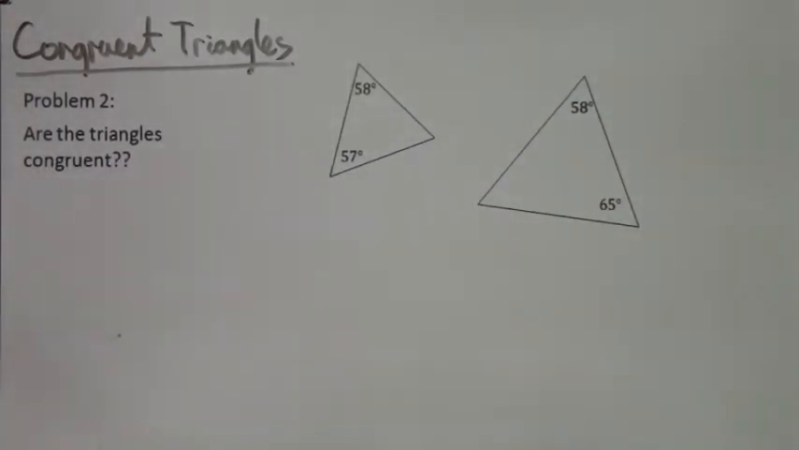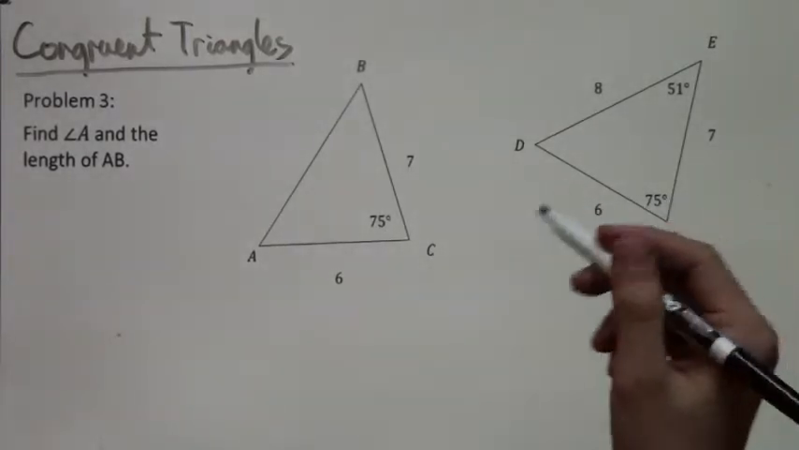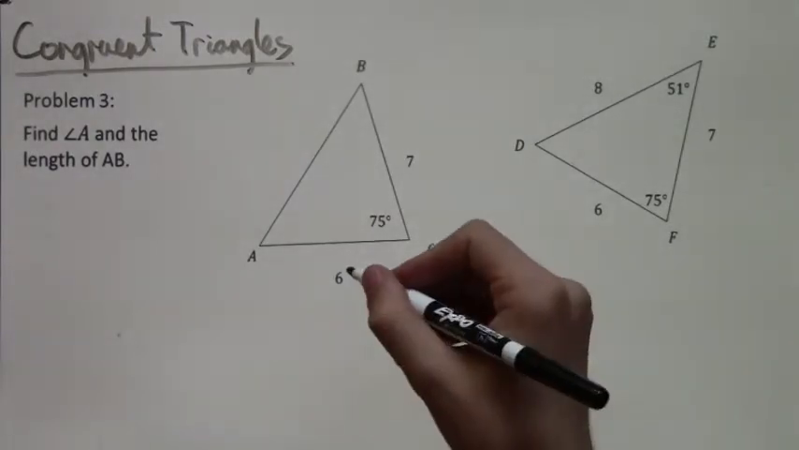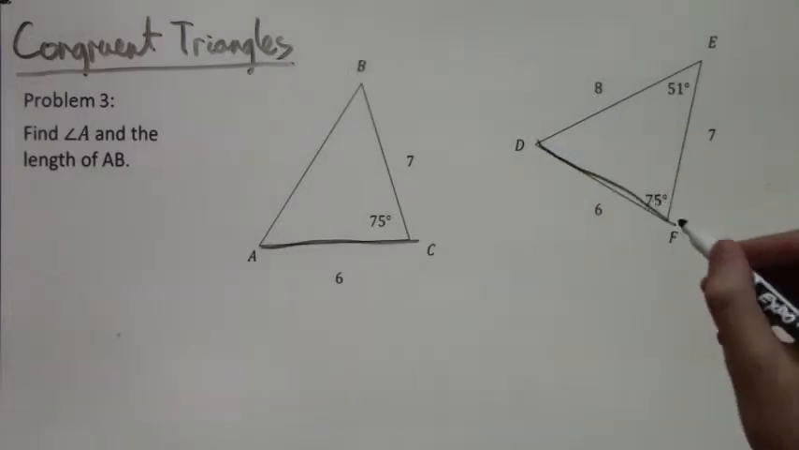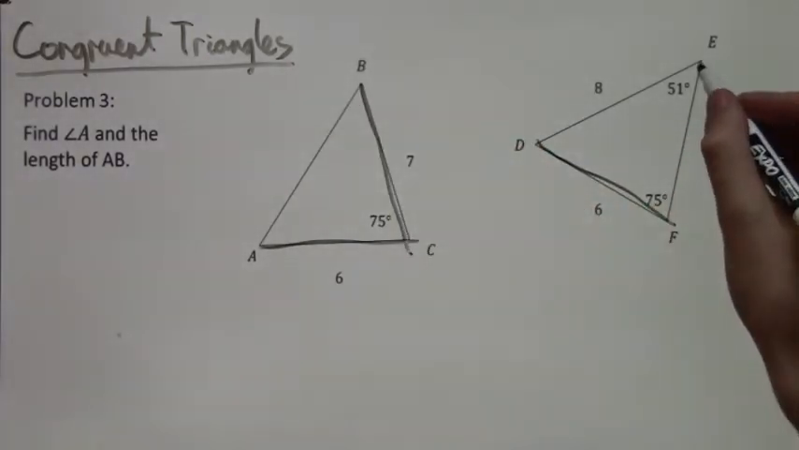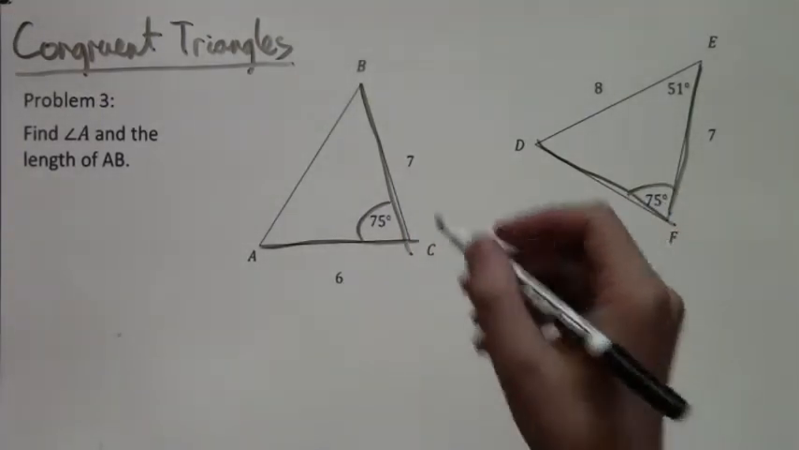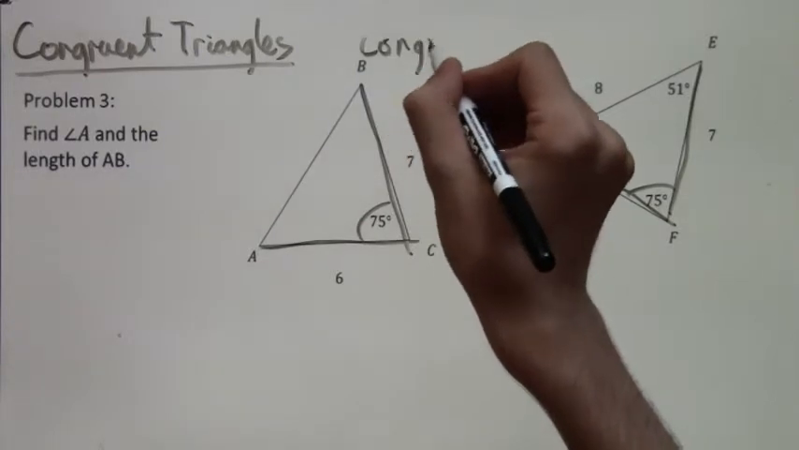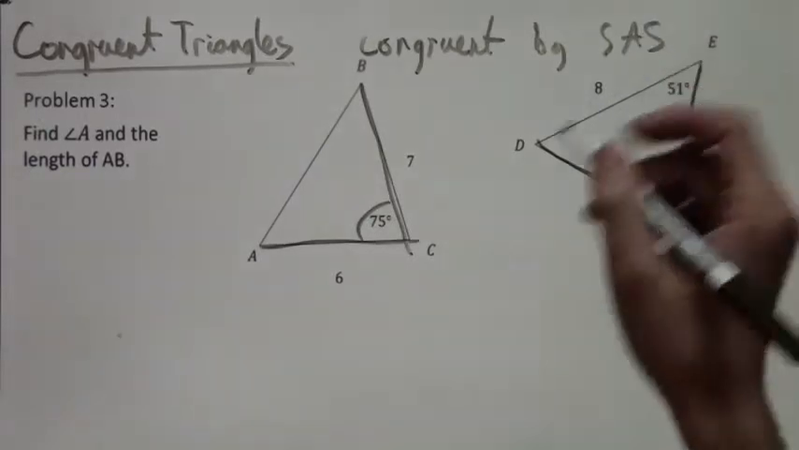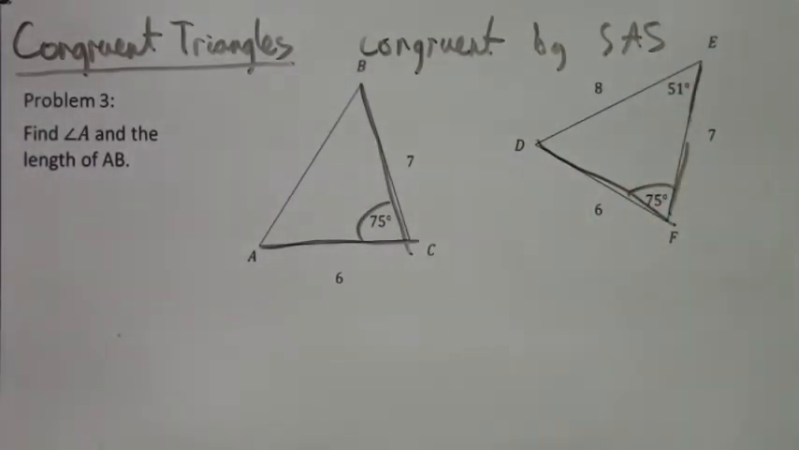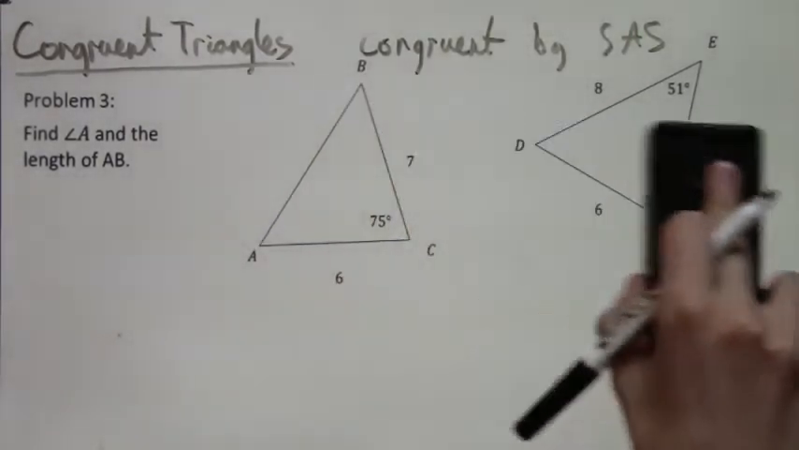So now we move on to another example, the last one. This time we actually want to find an angle and a side. So we have these two triangles, and first let's confirm that they are congruent triangles. We have a 6 and a 6, and a 7 and a 7. And in between, in both cases, we have 75 degrees. So by SAS, they are congruent. It's side, angle, side, because we have the side, and then the angle, and then the side, all in a row. So now we know that they're congruent.